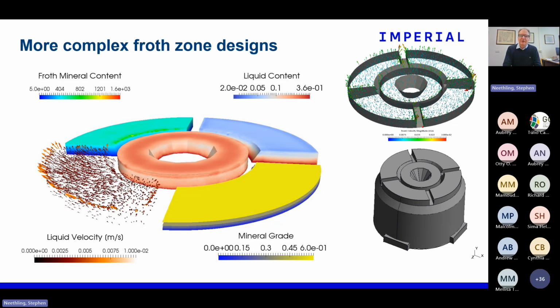These simulations, though, are typically coupled to relatively simple models for what's happening in the froth. So we tend to couple these models just to first-order rate kinetic models for the behavior in the froth, in the pulp.